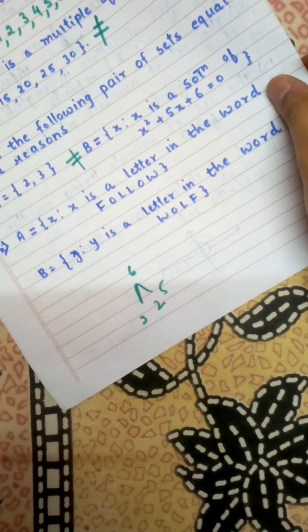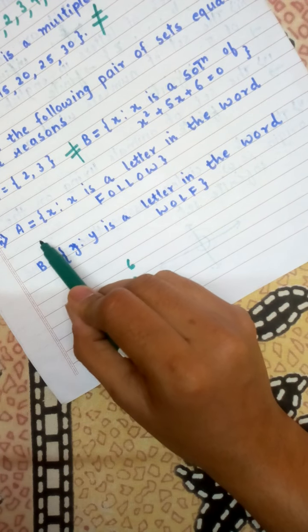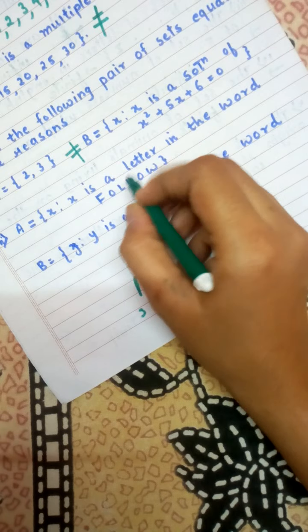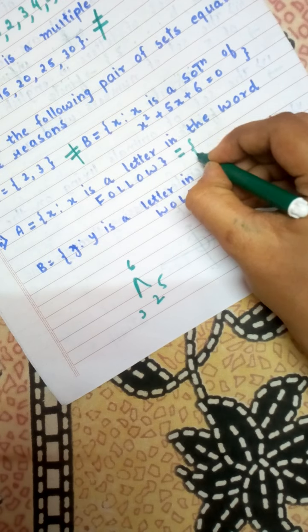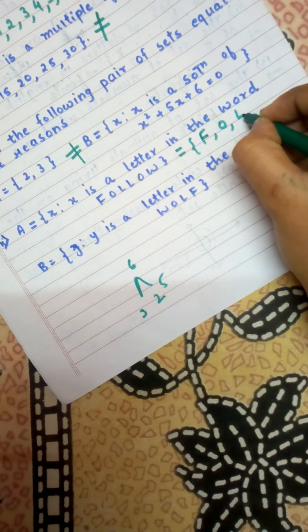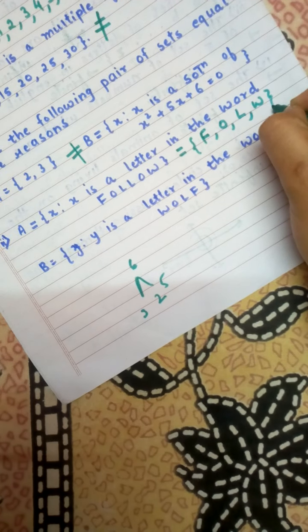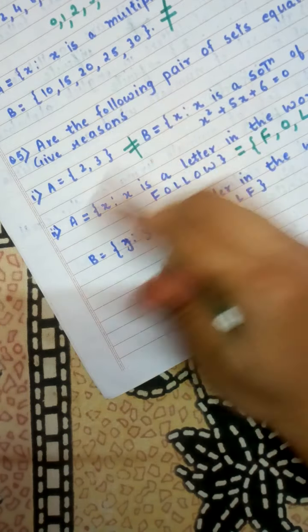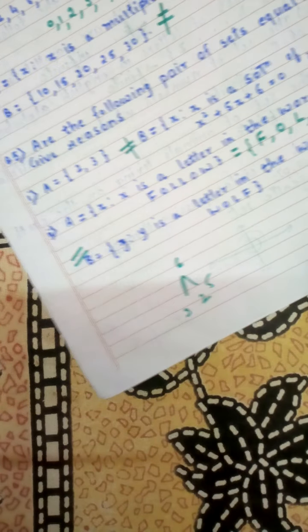Now moving to the second question, it says that A is equal to {x such that x is a letter in the word follow}, and B is equal to {y such that y is a letter in the word wolf}. Now suppose if we want to write this set, we will write it as {F, O, L, W}, which is the same as wolf. So this set is equal.